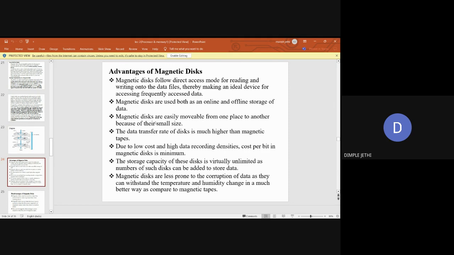Or if your hard disk is full, then you can keep it in some almirah or locker, and at that time it becomes offline data. When you feel that this data is not used regularly on a daily basis, then you just store that data and keep it somewhere safe. That becomes the offline storage. You are not using it on a regular basis. Okay, so these are some advantages.